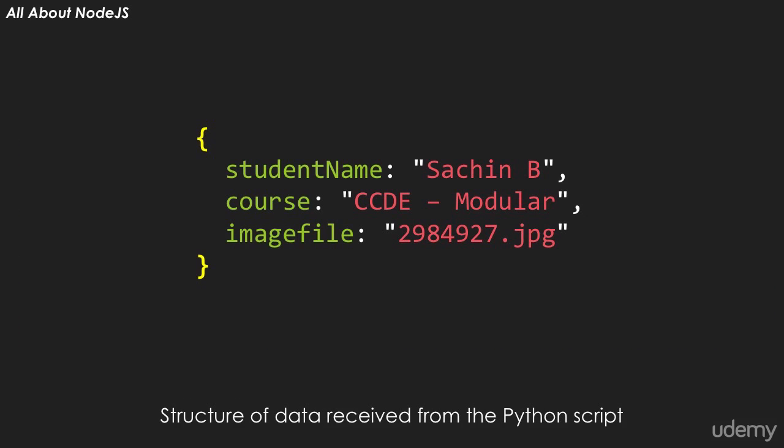Data comes back as objects with 3 keys: student name, which refers to the name of the student, the course name, and the file name. Keep a mental note of this for now.